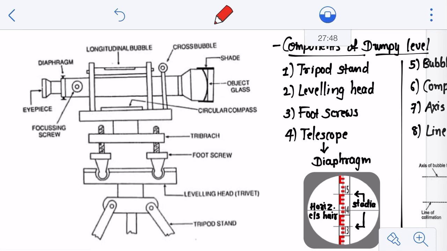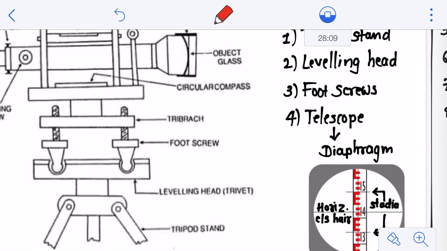Then the second one is the leveling head. As you can see here from the bottom, the second one, the leveling head, which is also termed a trivet. Now the leveling head consists of two parallel plates. You can see the two parallel plates here. The first one is known as the trivet, and the second one is known as the tribrach. So you can see here this one is the trivet and this one is the tribrach, right?